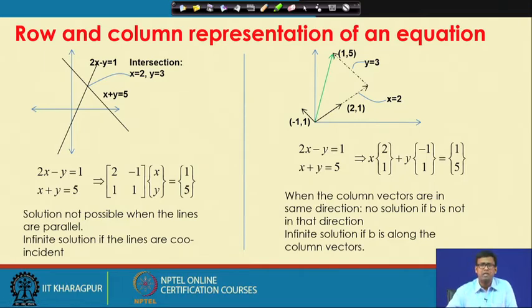If the column vectors are in two different directions, for any B vector I can express it as a linear combination of these two column vectors, and I can get a solution. So, again, when the column vectors are in the same direction, if B is in that direction, there are infinite solutions, otherwise there is no solution.